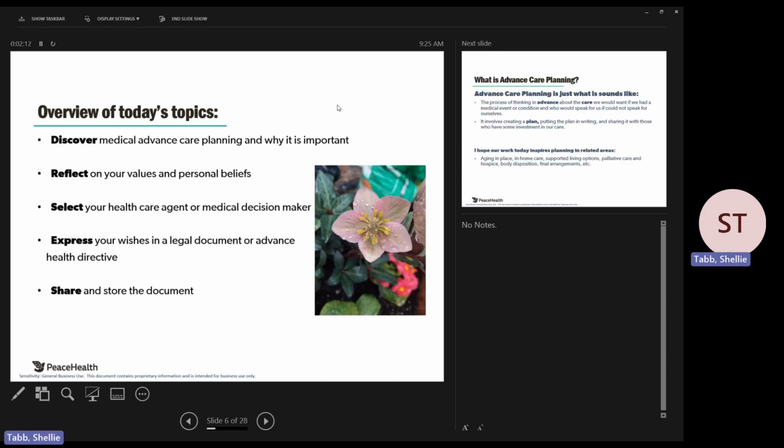So here's an overview of today's topics. We are going to discover medical advanced care planning and why it's important. We are going to reflect on your values and personal beliefs. We will select your healthcare agent or your medical decision maker. You'll learn to express your wishes in a legal document or advanced health directive. And then you'll also learn how to share and store that document.